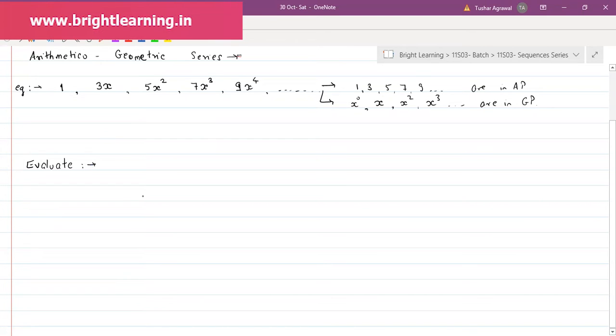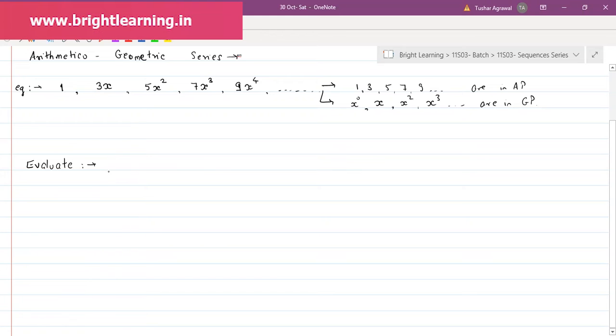Evaluate 4 minus 9x plus 16x square minus 25x cube plus 36x to the power 4. If you have written it, don't cancel it. We will solve this question afterwards.